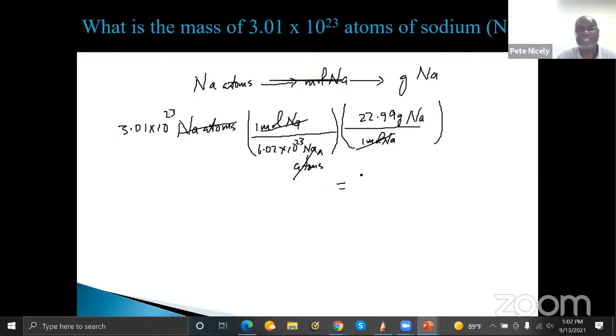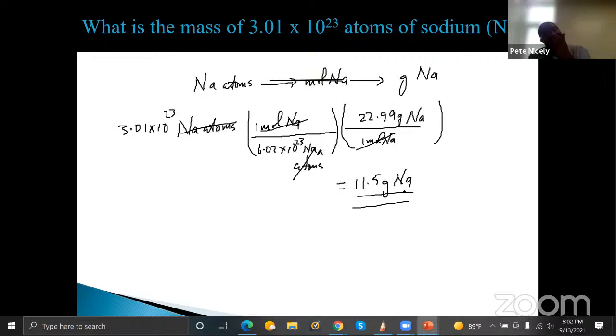So let's see what this gives. 3.01 times 10 to the 23 divided by 6.02 times 10 to the 23, and then multiply by 22.99. And according to my answer, when rounded off to 3 sig figs, the answer is 11.5 grams of sodium. So that's basically how that example will be done.